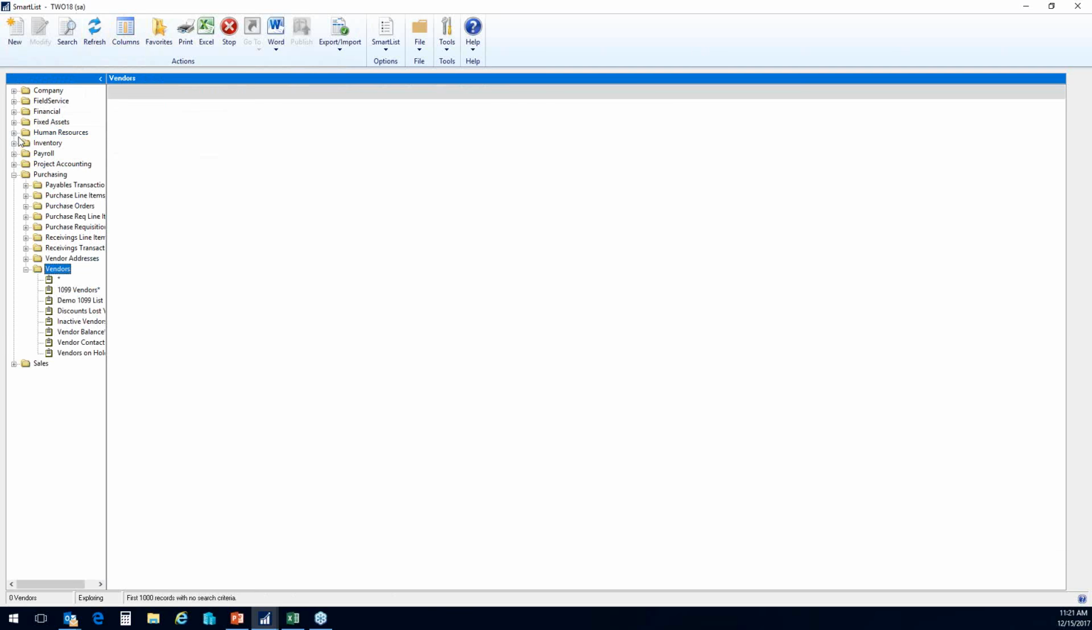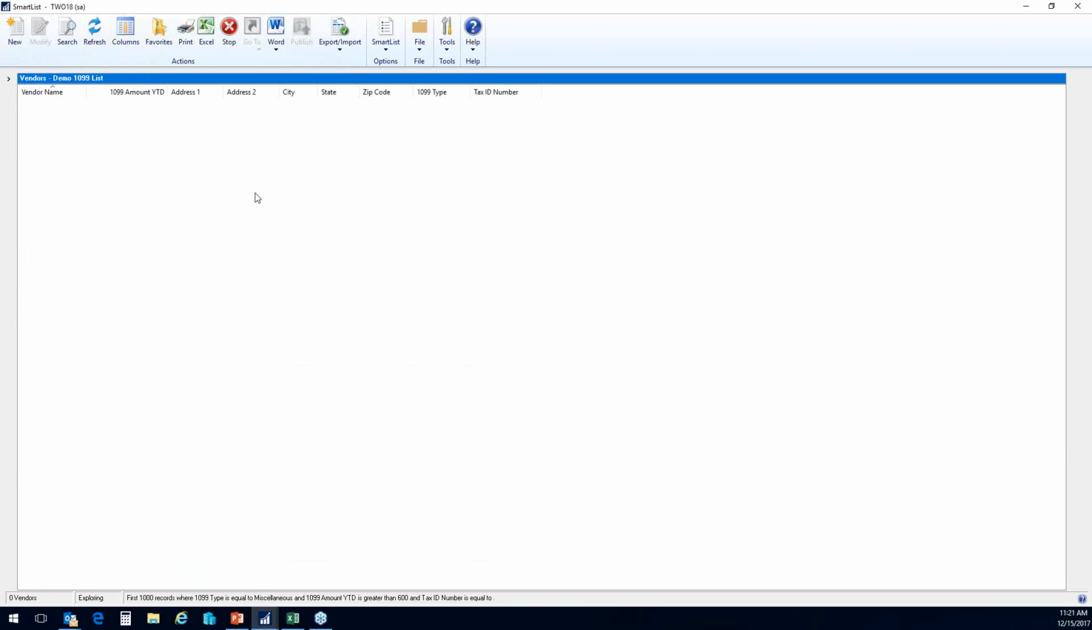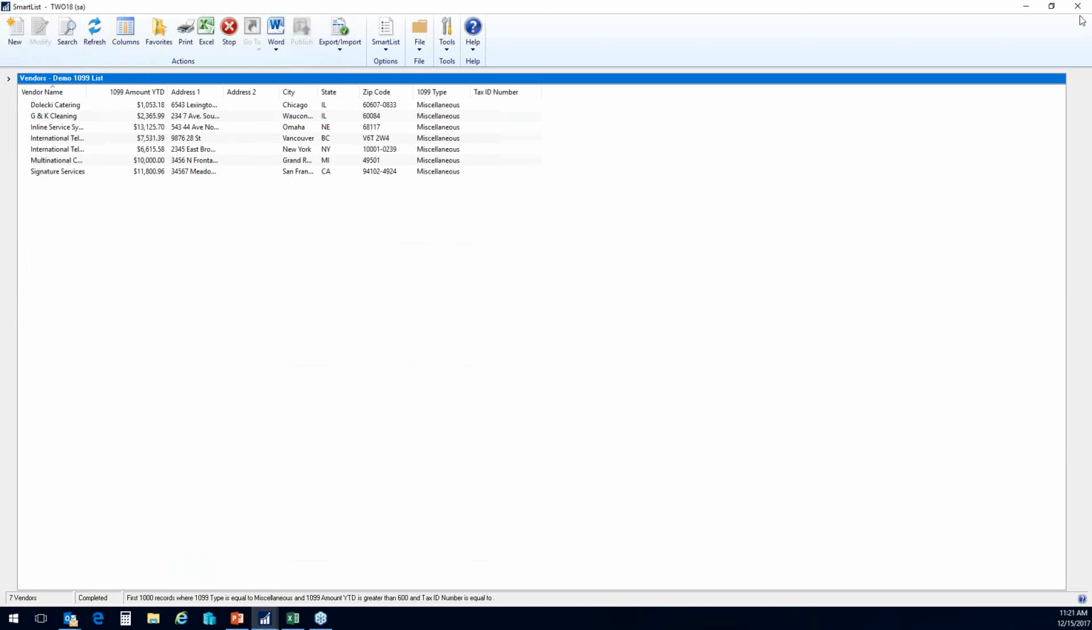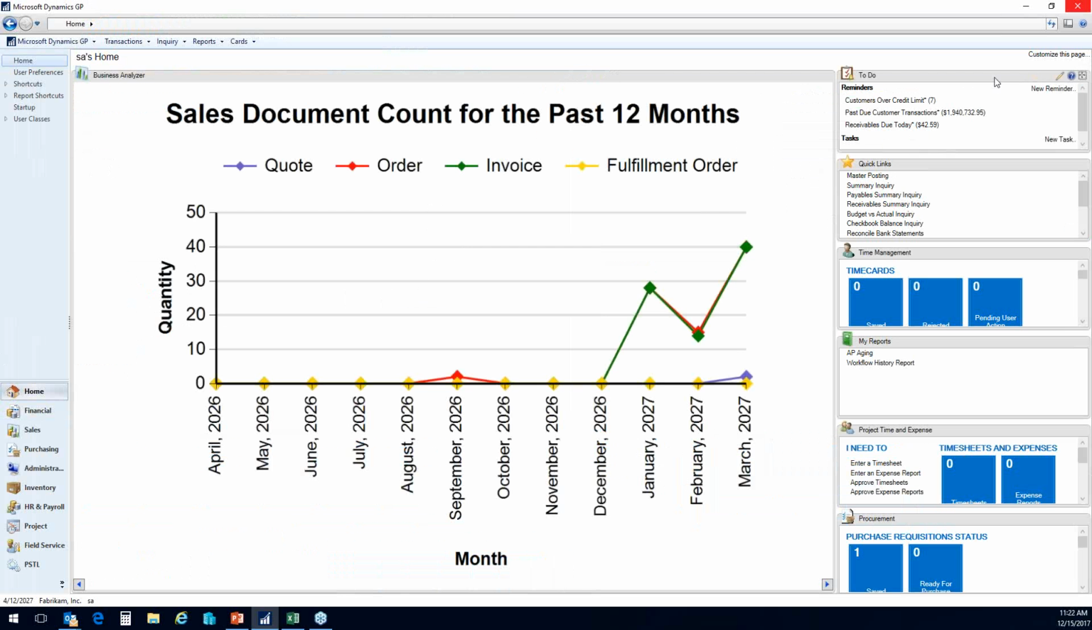So if I come back to my vendor query here and I see Demo 1099 list, all I have to do is click on that and it populates the data. And so that'll show up here under my reminders in just a few minutes. It does take a few seconds for the home page to refresh on my laptop here. So we'll come back to that in a second. In the meantime, though, let's take a look at the charts here.